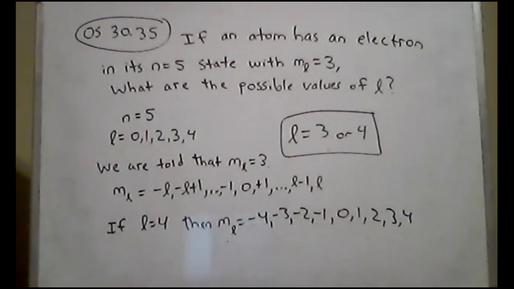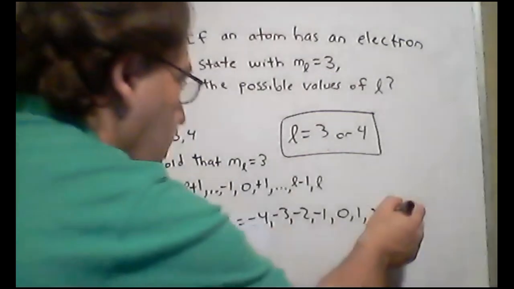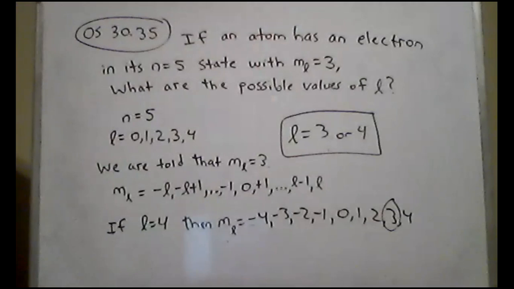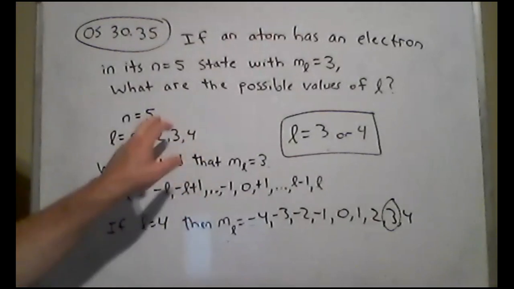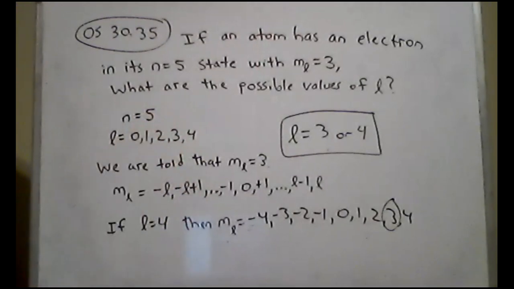Okay, this is the kind of logic that one has to do in problems like this. If you know that M sub L is 3, you know that L cannot be smaller than 3. Okay, but L can be 4, and even if it's 4, perfectly okay. There's M sub L, it's part of that range. No big deal. But L cannot be bigger than 4. It cannot equal 5, for instance, because it's limited by the selection rules. L can only be at most n minus 1. So the angular momentum quantum number L can be 3 or 4 for this electron.